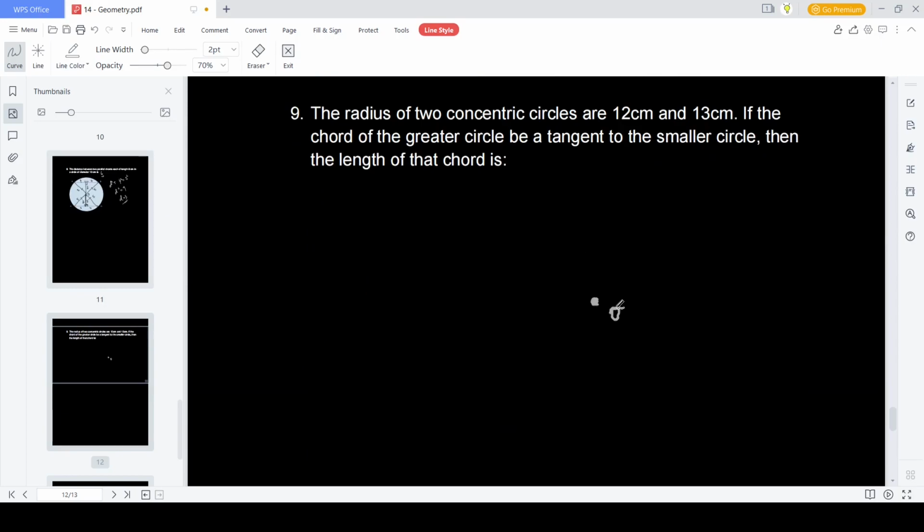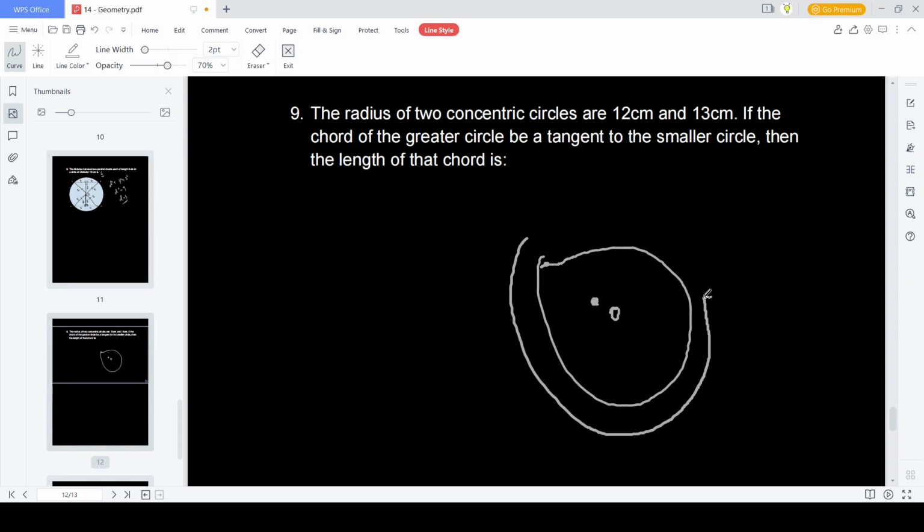Radius of two concentric circles. Concentric circles means they have the same center. So the radii are given as 12 and 13. The chord of the greater circle is tangent to the smaller circle. Then the length of the chord is what? Now this we have to find out.